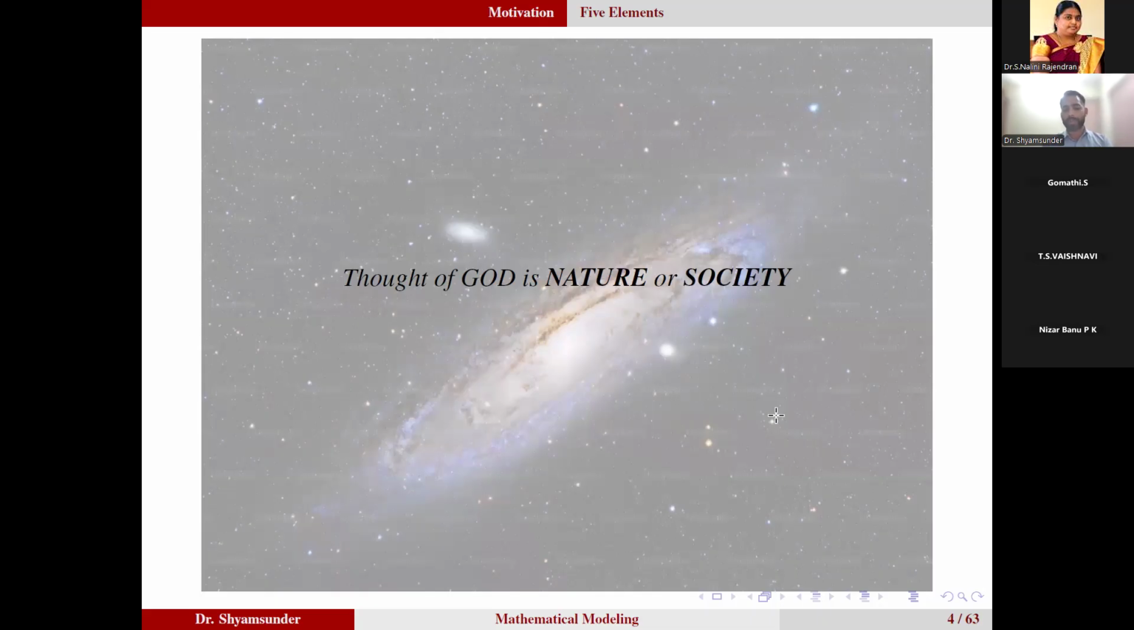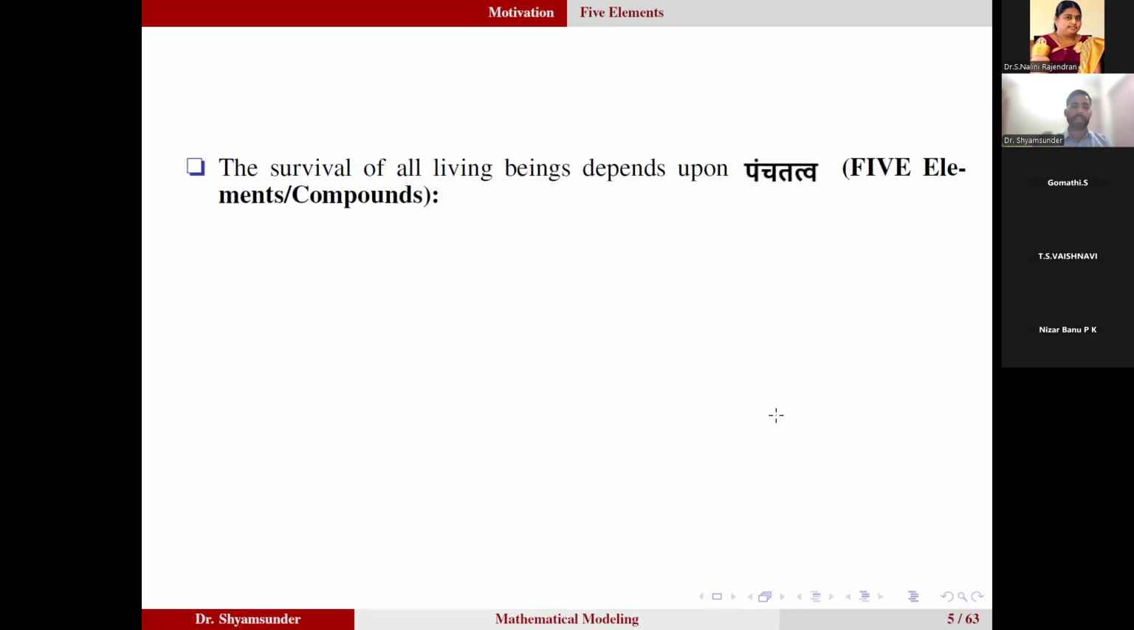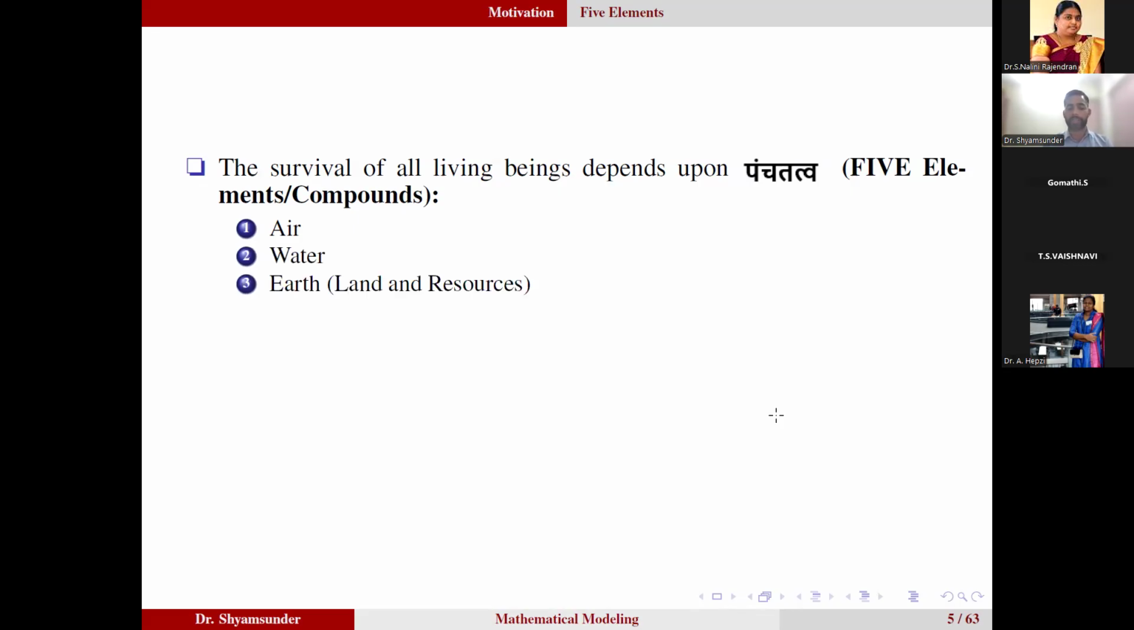In the beautiful nature and society, we focus on the five fundamental elements. All our survival is around these five fundamental elements. The survival of all living beings depends upon what in Hindi is called Panch Tattva, the five elements, otherwise the five components. The first is air, the most important part of living on this planet. Second is water, third is earth, land and resources, fourth is fire, energy, and fifth is space, the total environment.